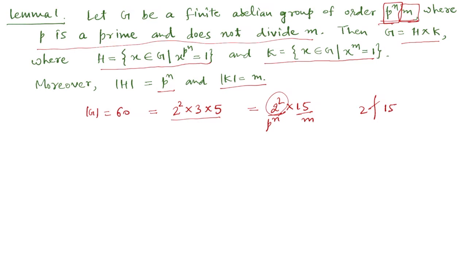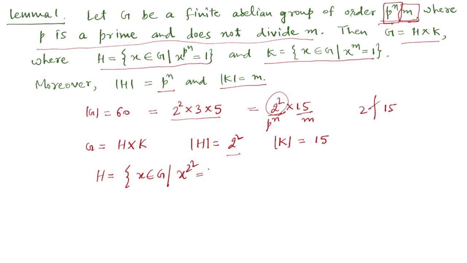Now this lemma says that we can write G as the direct product of H and K, where the order of H would be 2 squared and the order of K will be 15, and also H will be this group, those x in G that are killed by 2 squared. That means x to the power 4 is 1.